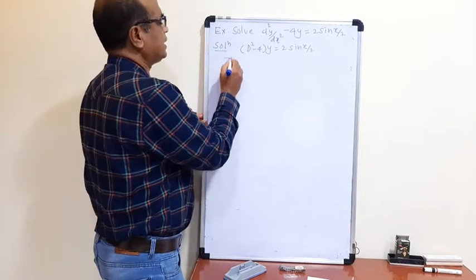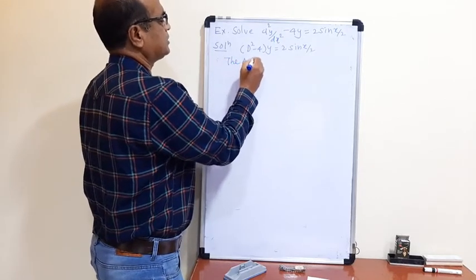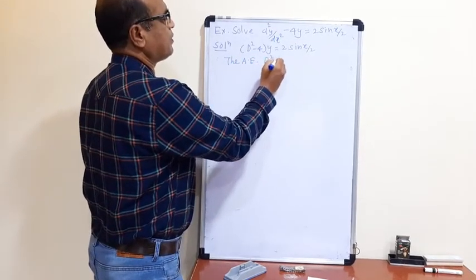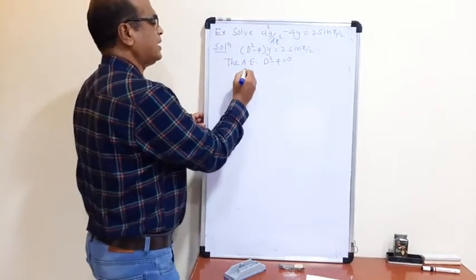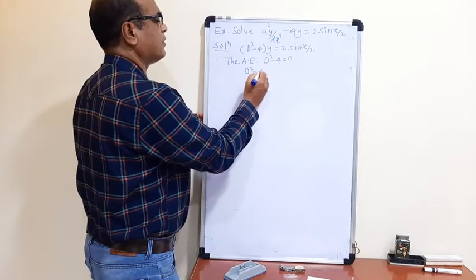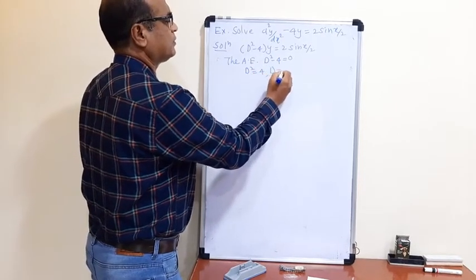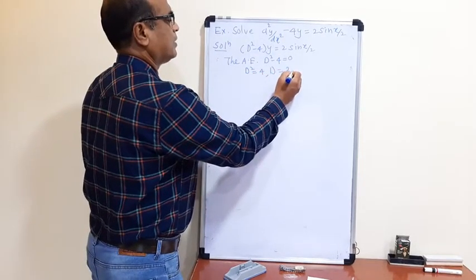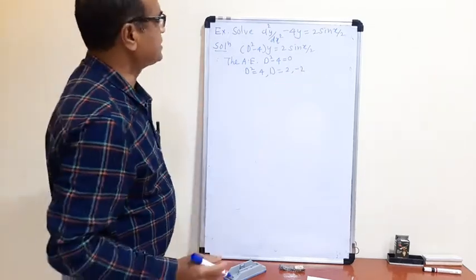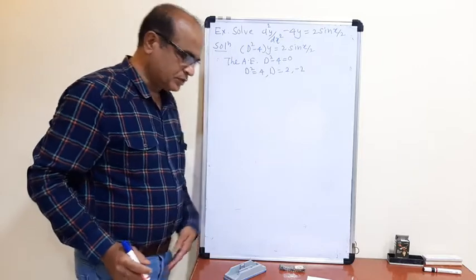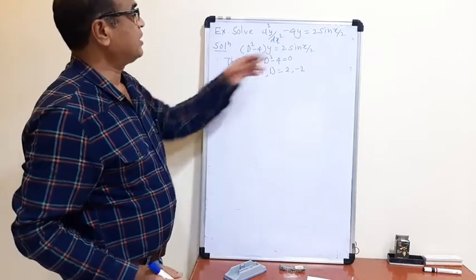So what is the auxiliary equation? The auxiliary equation is D² − 4 = 0. So D² = 4, and taking the square root of both sides, D = 2, −2. These are the two roots of this auxiliary equation.